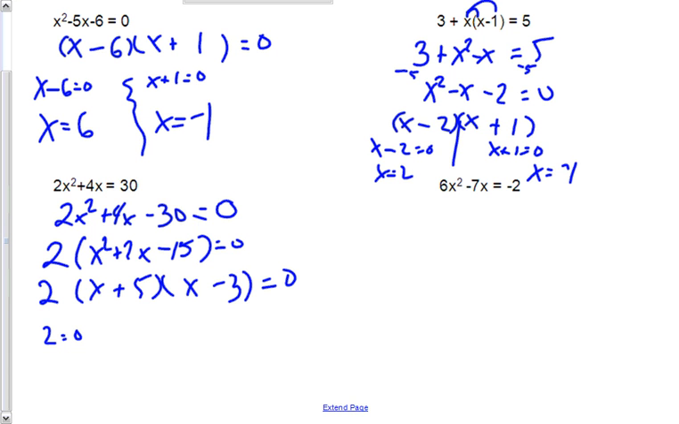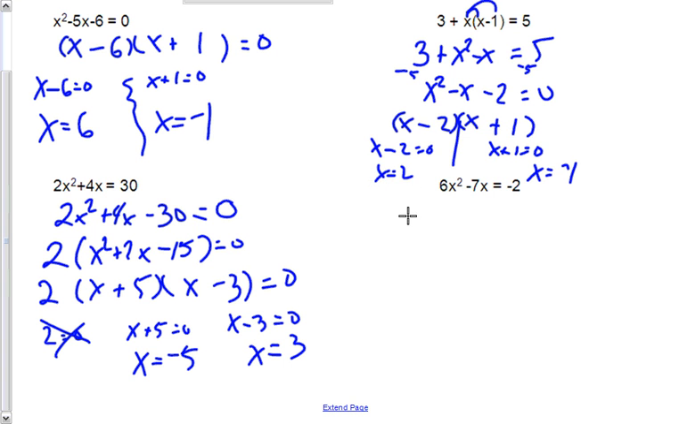2 equals 0, x plus 5 equals 0, x minus 3 equals 0. So if you look, does 2 equal 0? Nope. So that's just irrelevant. A lot of times when we take the factors out, we can disregard them. Right? As long as there's no variables. X equals minus 5 by subtracting 5, and x equals 3 there. And we're done. The final one takes a little bit more work.